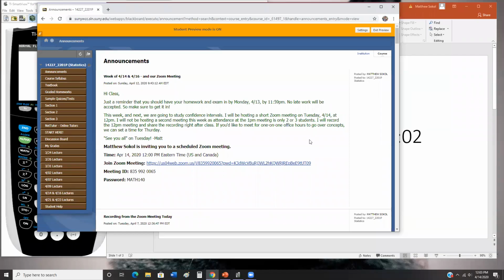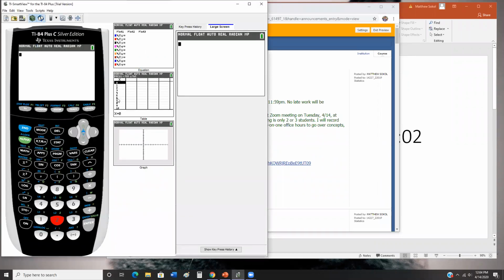All right, so what we're going to do today is talk about confidence intervals. So have your calculator handy, and it doesn't matter if you have a TI-83 or a TI-84. The options we're going to use are exactly the same with the calculator. So have that handy.